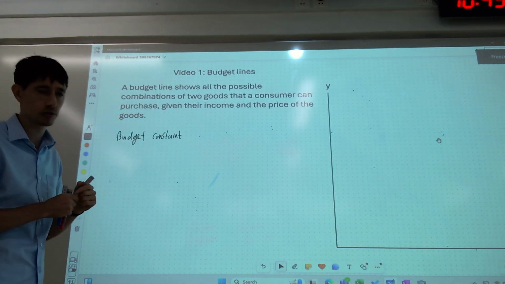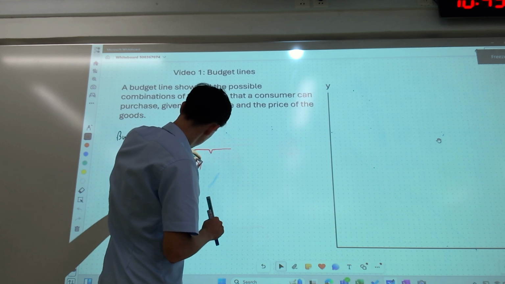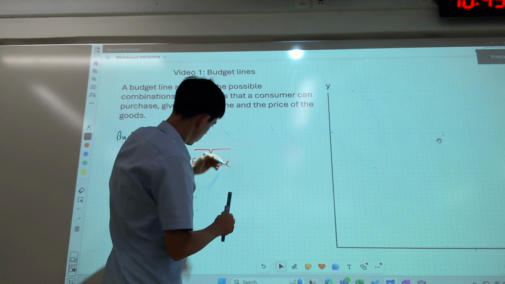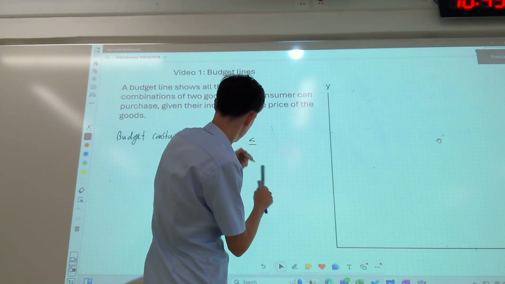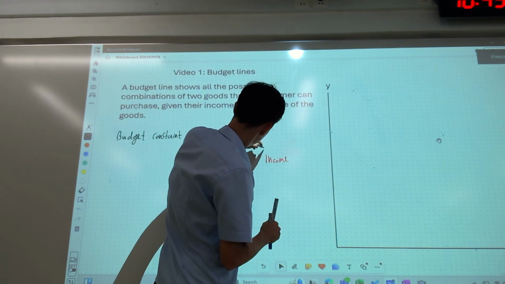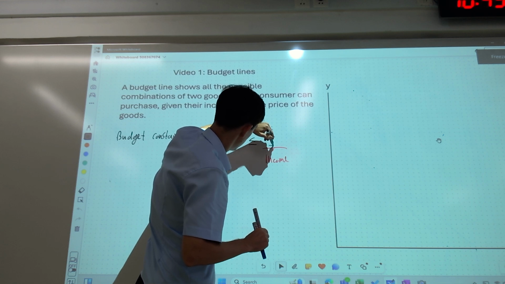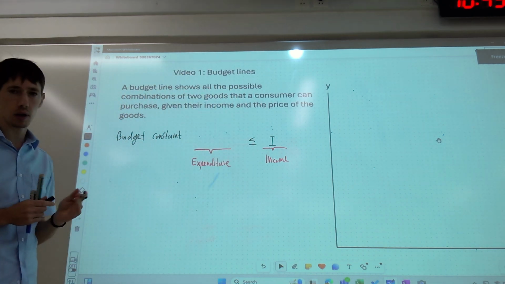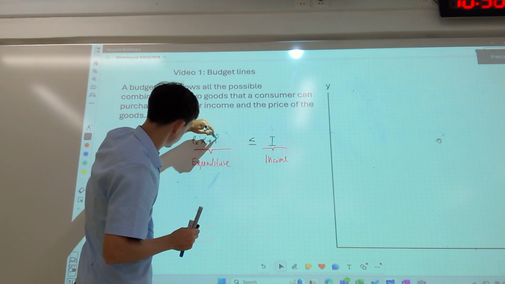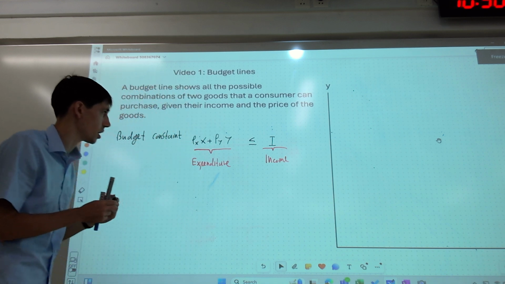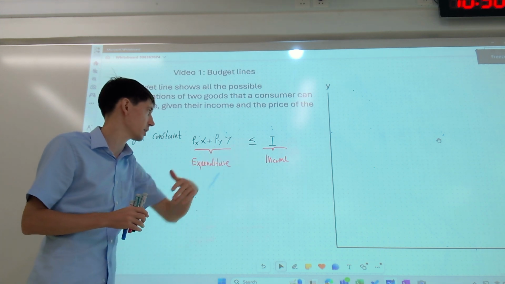So the equation for the budget constraint is basically going to tell us that our expenditure should be less than or equal to our income. Well, let's just call our income some constant I. What's our expenditure going to be? Well, it's just the price of X times the amount of X that we buy plus the price of Y times the amount of Y that we might buy. So here the budget constraint is telling us that our expenditure must be less than or equal to our income.